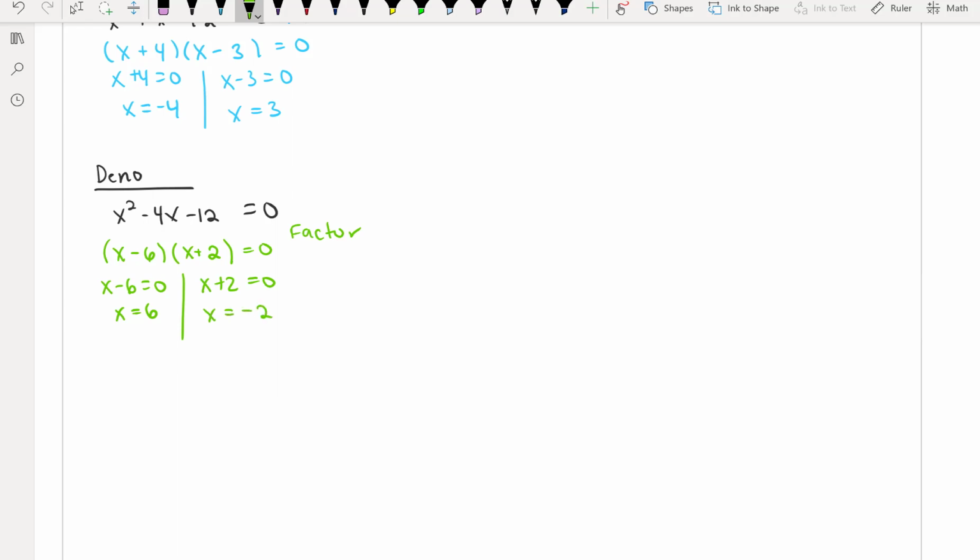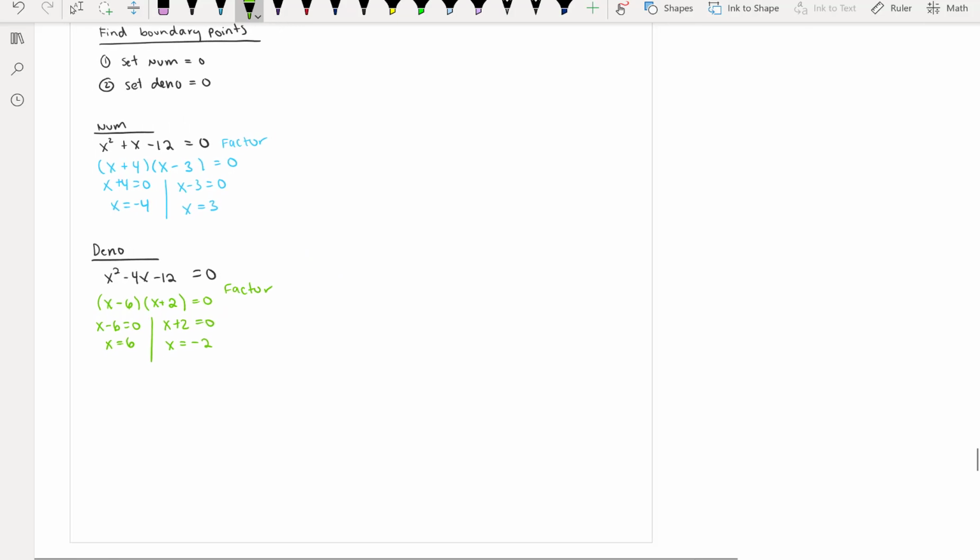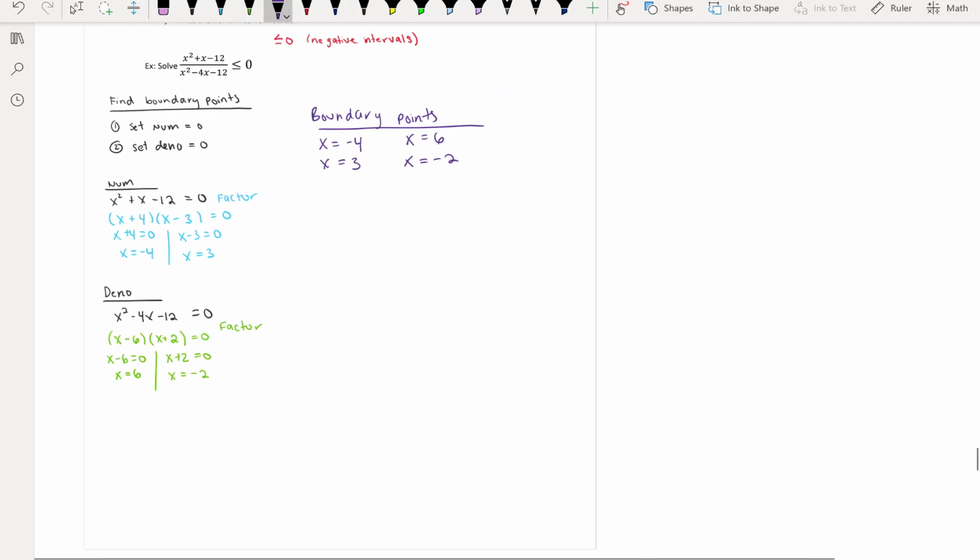So now I have all of my boundary points, my critical factors. For my boundary points, I have x is equal to negative 4, x is equal to positive 3, x is equal to 6, and x is equal to negative 2. So it looks like I'm going to have 4 different boundary points, and that's okay.